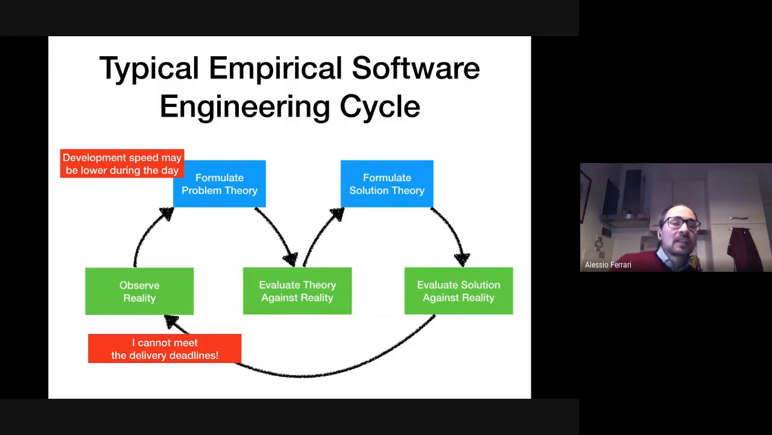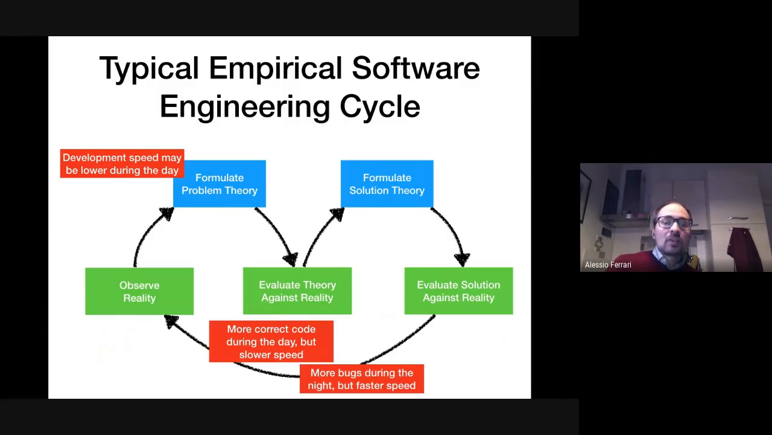So it seems that development speed may be lower during the day. This is a possible theory for my new problem, because I have seen that I forbid the people to work at night. Before, I was meeting the delivery deadline and people were working day and night, but during the night they were introducing a lot of bugs, okay? The development speed may be lower during the day because now they cannot program at night.